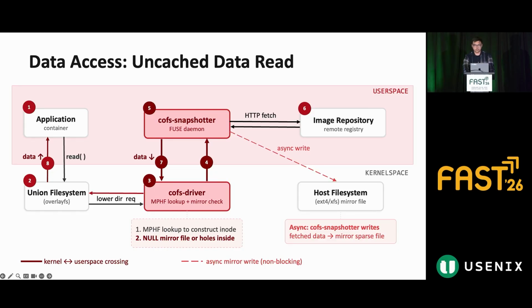After returning the data, just like I mentioned when introducing the architecture, the snapshotter will asynchronously check the mirror file directory. If no mirror file exists, it will create an empty sparse file, then asynchronously write the fetched data into the corresponding range of the mirror file so that we can use the fast path next time.